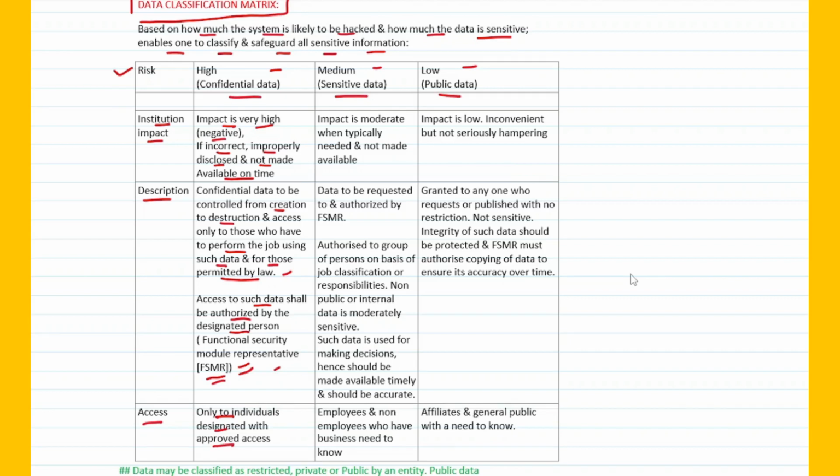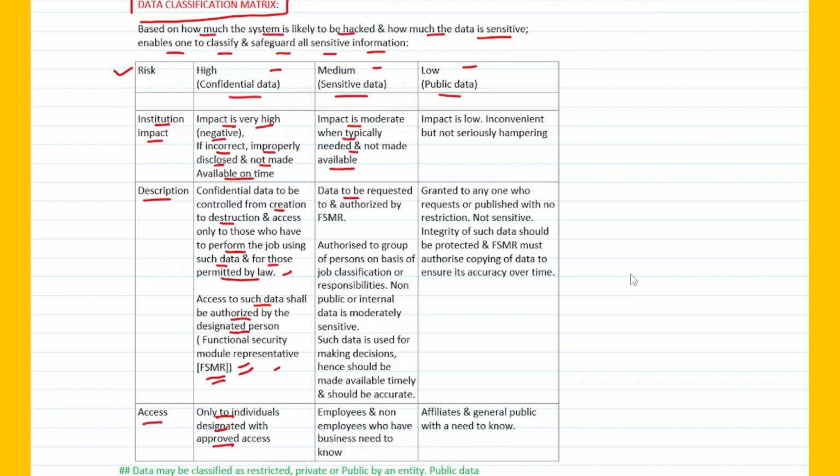Okay, the second one is medium, or the sensitive data. Here the impact is very moderate. It is typically given only when needed and not made available otherwise. So it is of a lower risk category as compared to high or confidential data, but it will be made available only if it is needed, right?